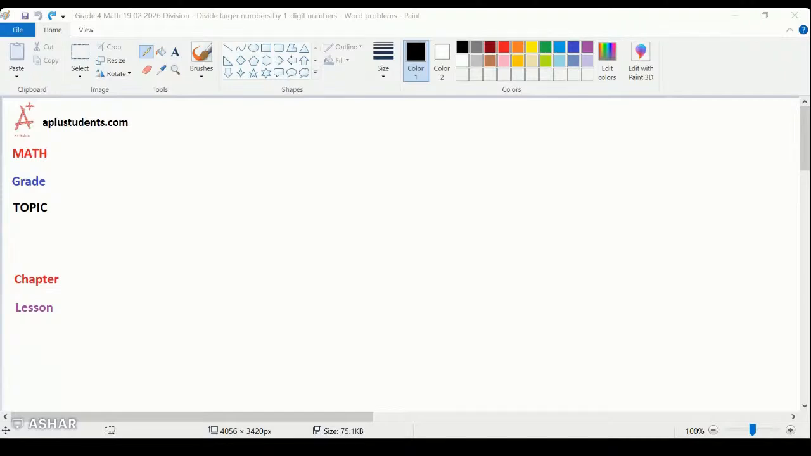Class, the first thing you need to do is go to aplusstudents.com. You need to go to the website. Then you need to select math as your subject. This is a grade 4 maths lesson, and the name of the topic for today is division.